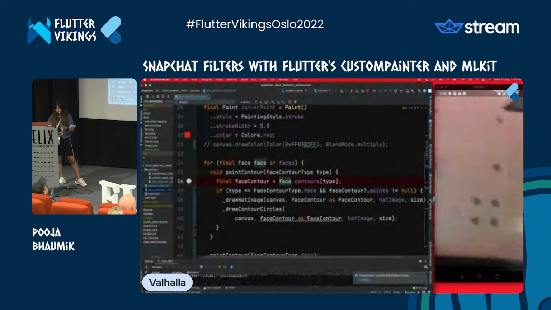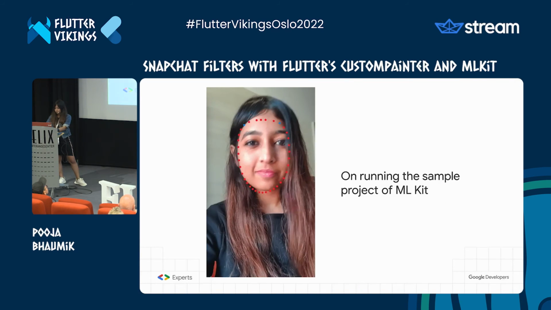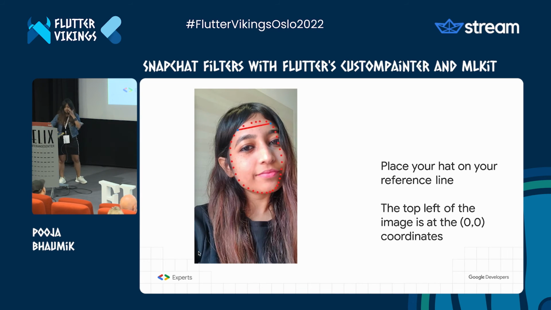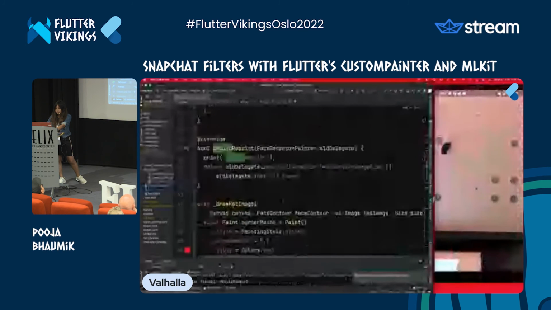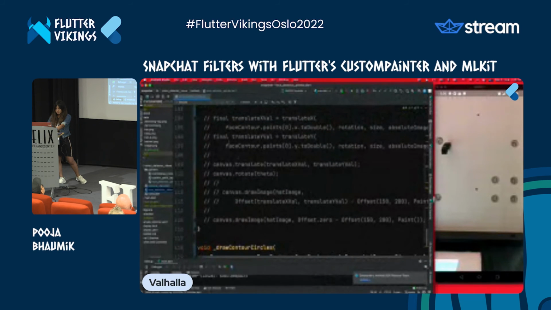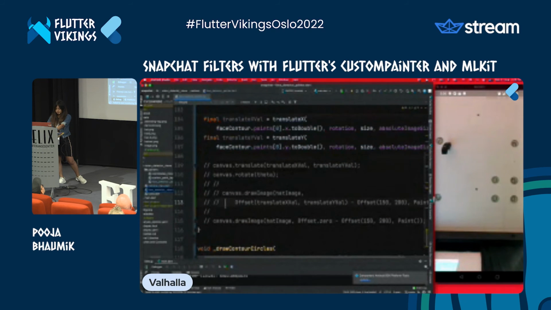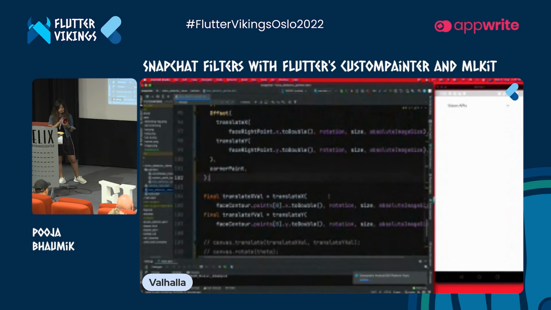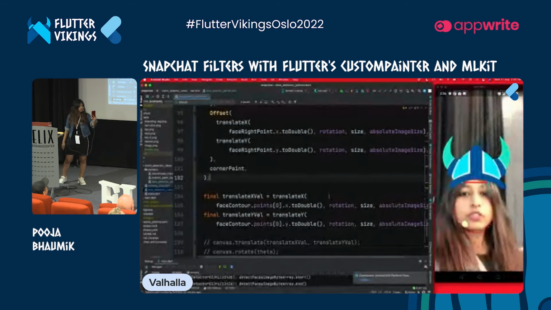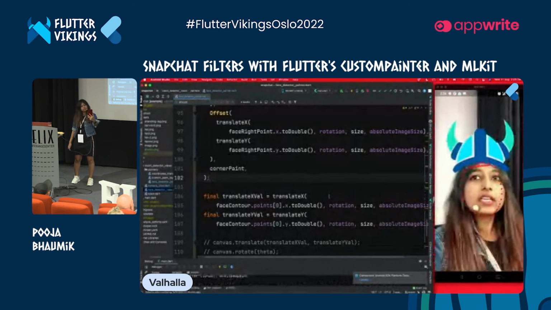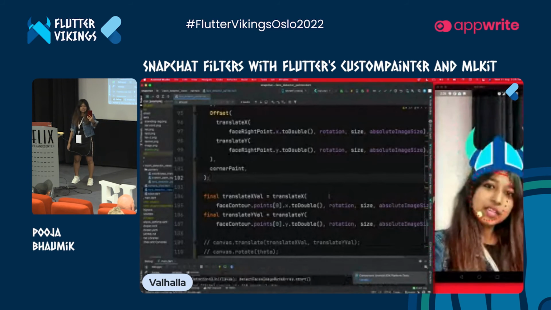So here, I actually figured out my reference path. And now I have to place my hat on the reference line. At this point, if I actually place just the hat, let's see. If you can see, it is placed, but when I am moving my head, it is not moving with my head. It's still straight.